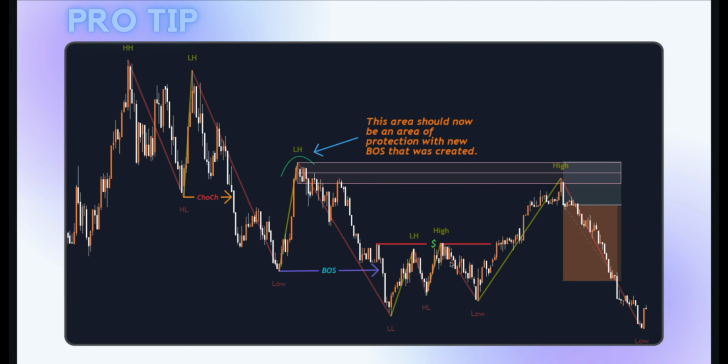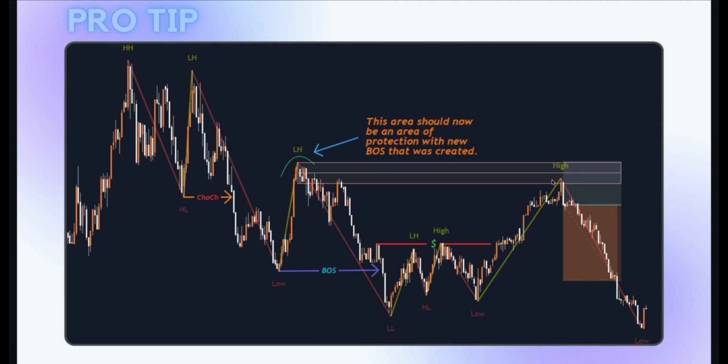Price comes up, takes out this liquidity, uses it as fuel, taps into this area right here, this point of interest, and then price rejects off of it, where you could have entered for a trade and you could have set your take profit anywhere down here, and price eventually touches take profit.